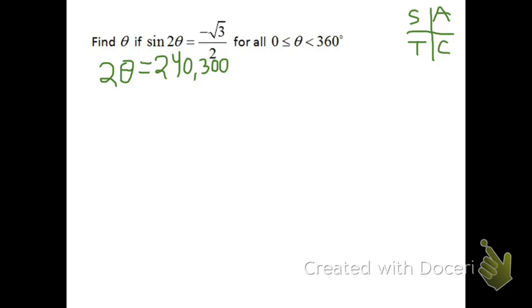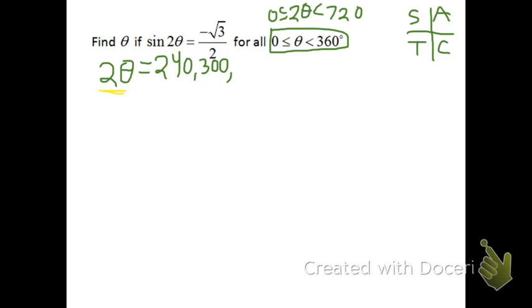But if you look, we want to find all theta measures between 0 and 360, and right now we're finding 2 theta. So if we look at this inequality and multiply everything by 2, then 2 theta has to be between 0 and 720. I got that by multiplying everything by 2, because right now we're looking for all possible values of 2 theta. So there are actually 2 other angles that 2 theta could equal, and they're the coterminal angles to 240 and 300.